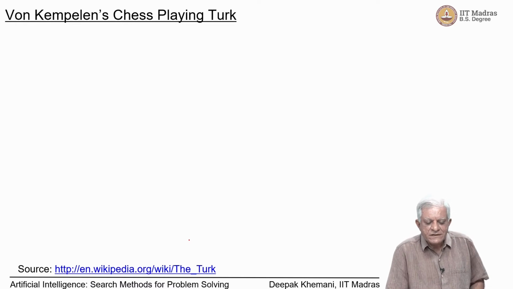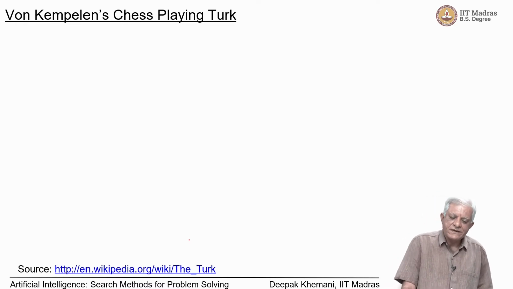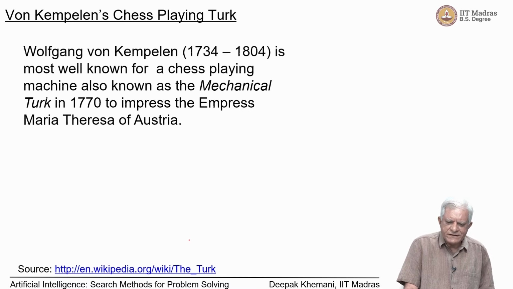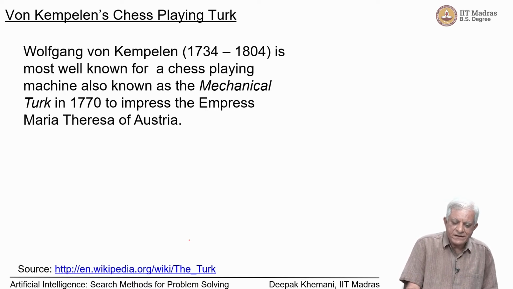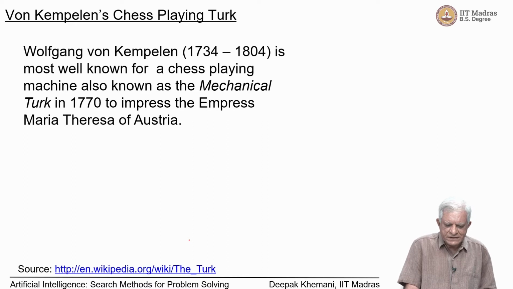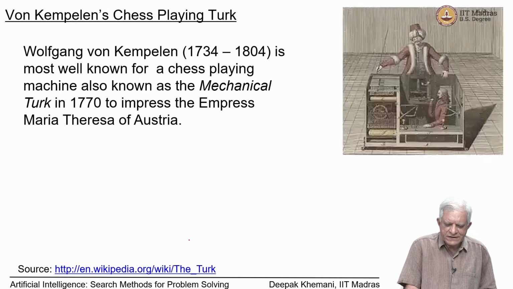So, chess was considered to be a game of intelligent people, and there is in the history that we might have discussed when we were looking at the history of AI. There was this well-known chess playing Turk essentially, and this guy Kempelen is supposed to have invented this mechanical robot which could play chess to impress Empress Maria Theresa of Austria essentially.